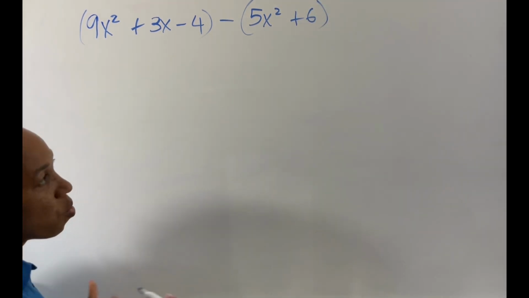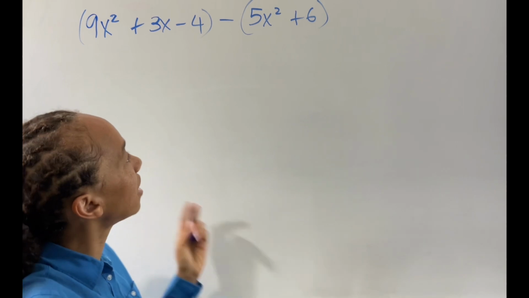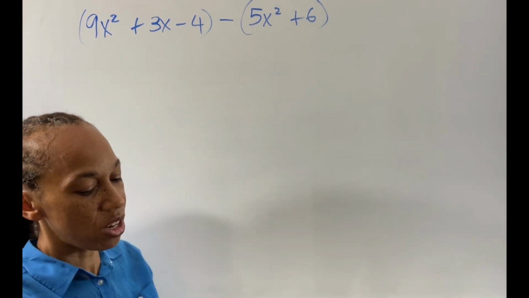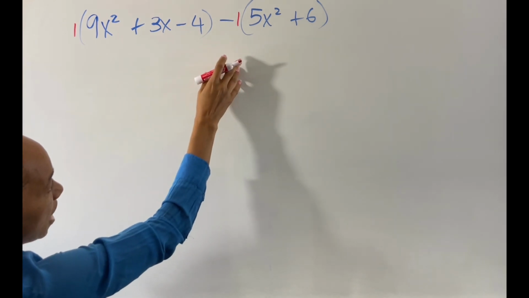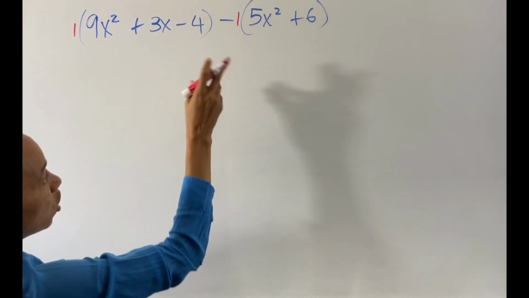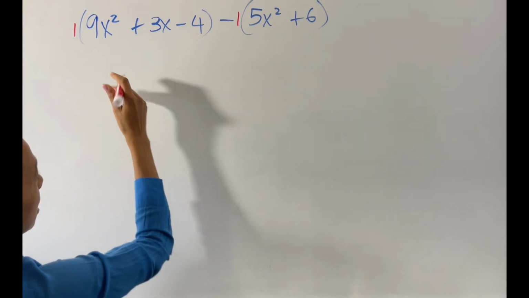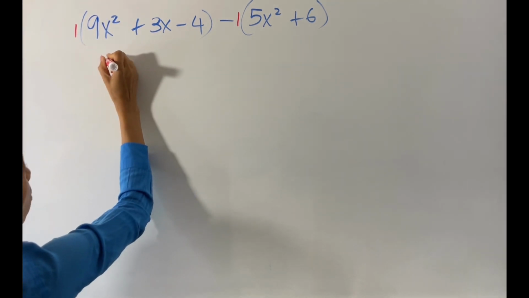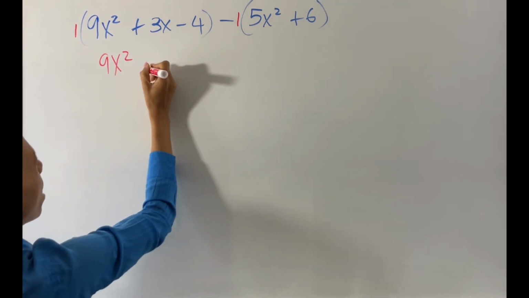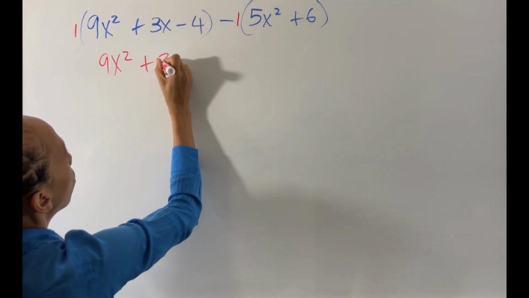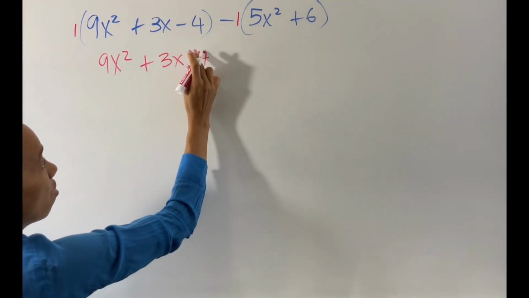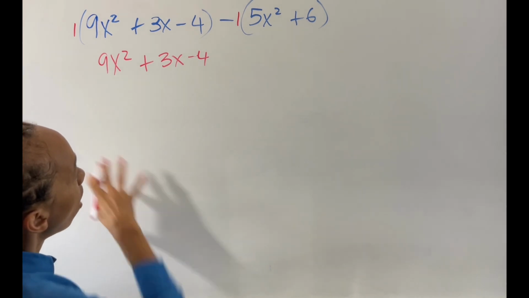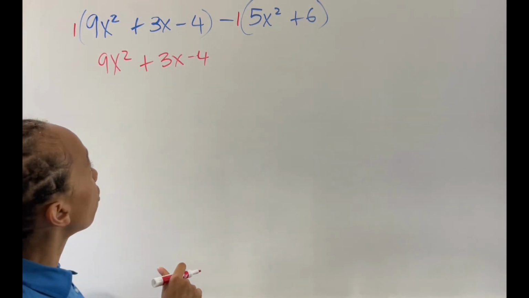Once again, you notice that you have parentheses there. To get rid of the parentheses, you're going to use the distributive property, and you're going to put in the 1 in front to get rid of the parentheses. So if I multiply this, now I will have 9x squared plus 3x. This always remains the same. Nothing changes when you are working with the first parentheses.